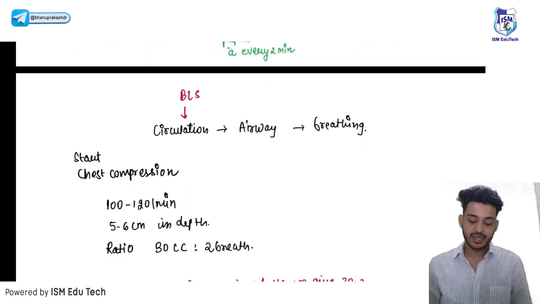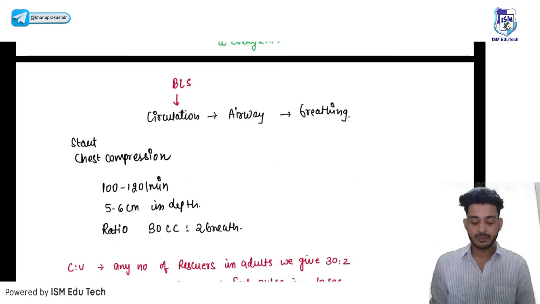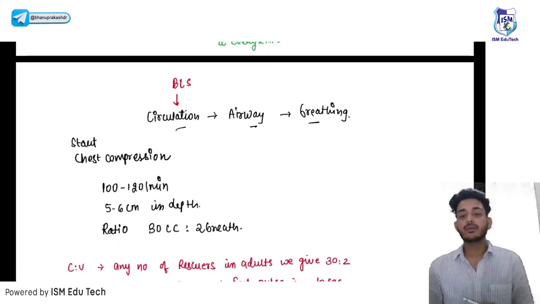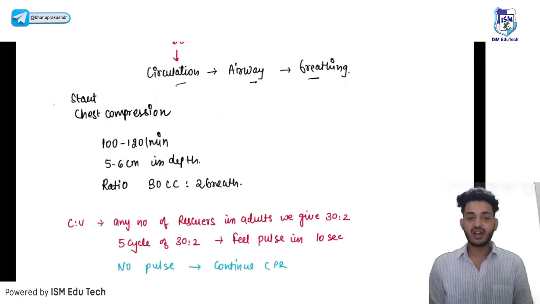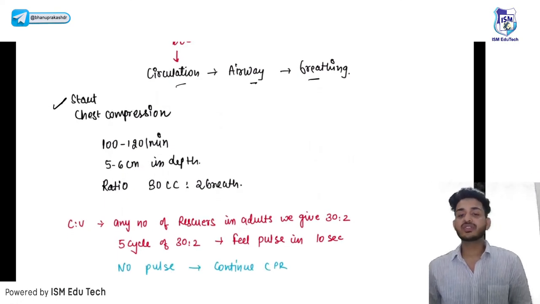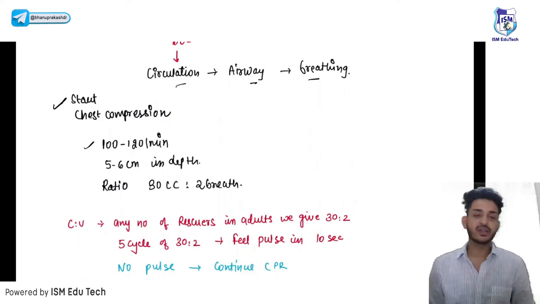So first thing will be BLS. In BLS we will do circulation and then breathing, right? First thing will be starting of the chest compression. First thing, circulation. Chest compression. How much chest compression should you give? 100 to 120 per minute.